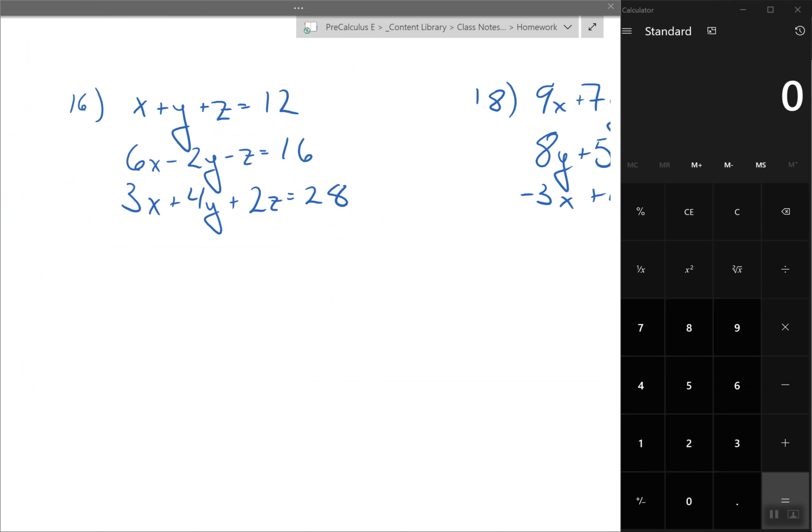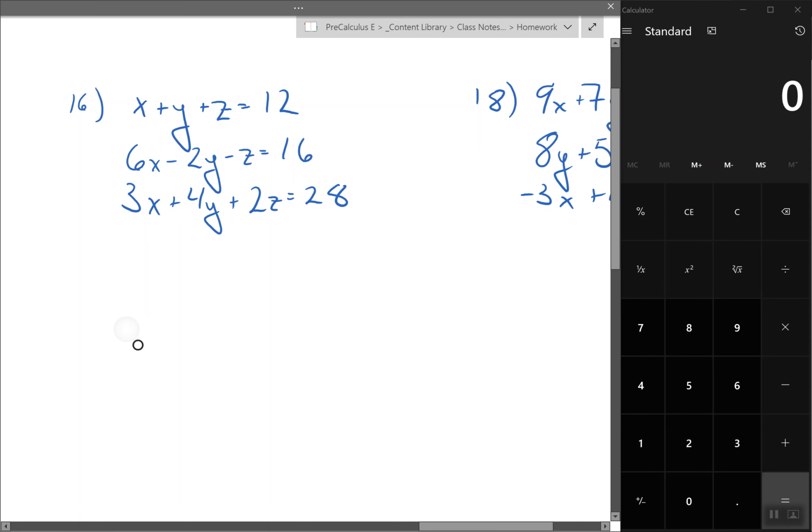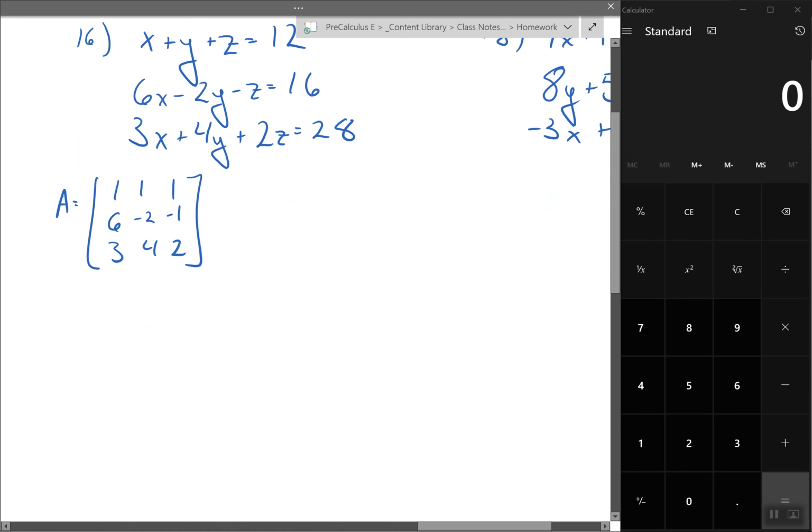Now we've got a three equation system. So this is going to be a little bit more challenging with the determinants to do a 3 by 3. So we're going to go through that process again to make sure that we've got it all down. So what we want to do to start for A is still rewrite the matrix as the coefficients. So we've got 1, 1, 1, 6, negative 2, negative 1, 3, 4, 2. That is our matrix A.